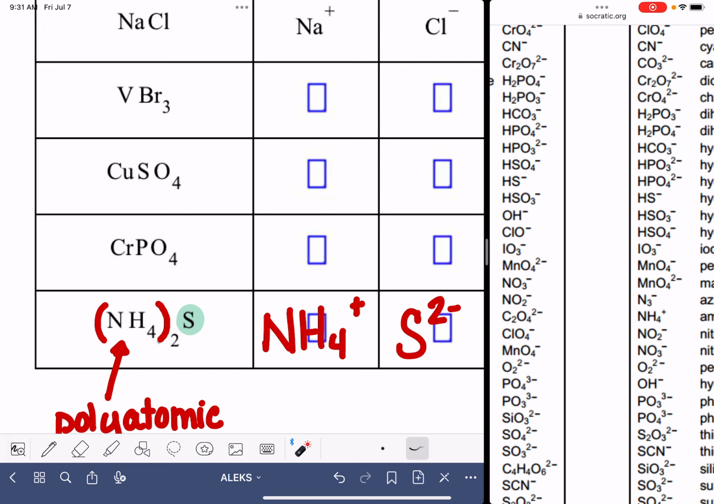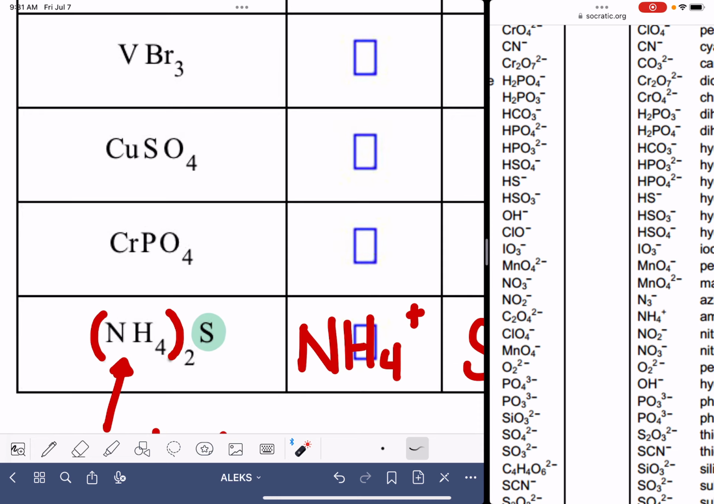For this one, we don't have any parentheses helping us out, tipping us off to the fact that there's a polyatomic ion. That doesn't mean that there's not a polyatomic ion. If you don't have parentheses present, then the next thing that I want you to do is count up the total number of types of atoms in the molecule, not the total quantity of atoms, but the total types. This compound has 3 different types of atoms. It has a chromium, it has a phosphorus, it has an oxygen. If you have 3 or more types of atoms, you have a polyatomic ion.